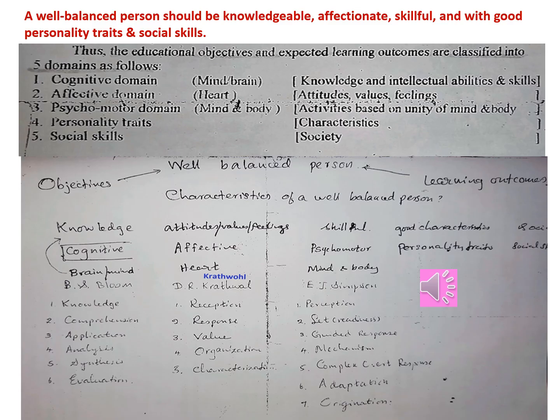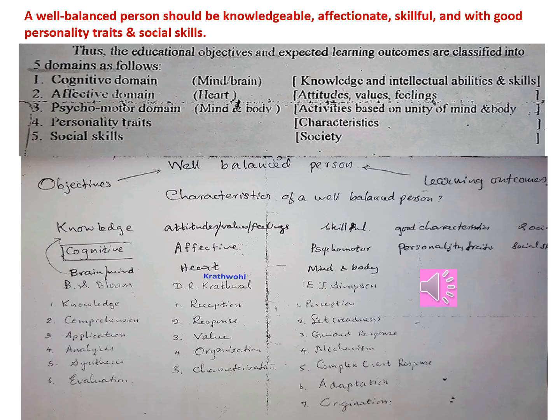So all 5 domains are equally important. But nowadays we pay more attention to the knowledge. It's not appropriate, accurate. So then we can't produce a well-balanced citizen. Right? So to produce a well-balanced citizen, we have to pay attention to these 5 domains equally. Now there's a chart, that's the summary of the whole lesson. You know the ultimate goal of education is to produce a well-balanced citizen. So our objectives and the learning outcomes should be based on or targeted at producing a well-balanced citizen.